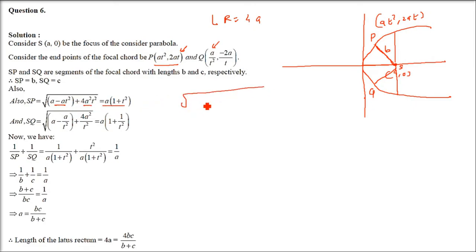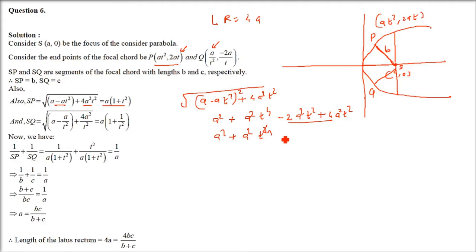So let me just do this one so that you understand what we are doing. A minus at square whole square plus 2at minus 0 whole square, that is 2at whole square, that will be 4a square t square. So a minus at square whole square, so this is a square t to the power 4, and minus 2 into a square t square. And what is this? This is 4a square t square. So this will be 4a square t square minus 2a square t square, which is plus 2a square t square.